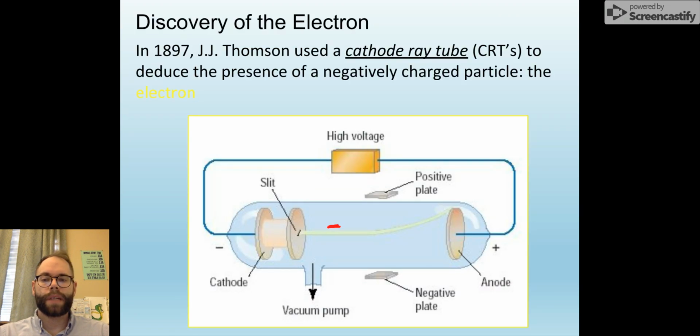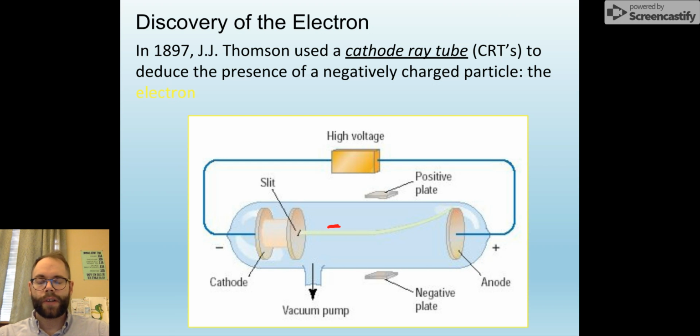So we're going to talk about the next big discovery in terms of the atom. In 1897, J.J. Thomson used a cathode ray tube, sometimes called a CRT, to deduce the presence of the electron, the negatively charged subatomic particle.